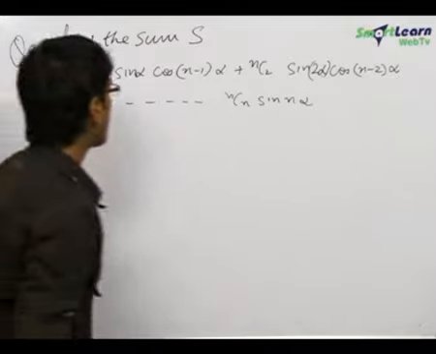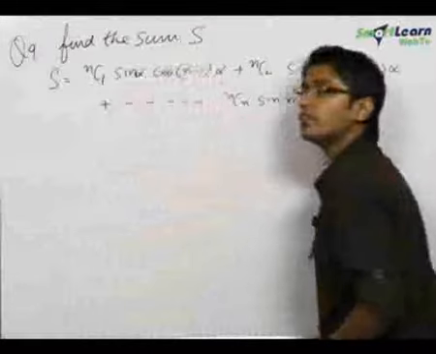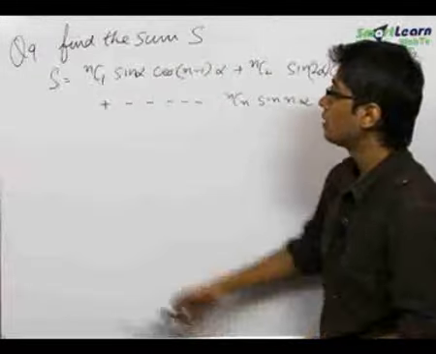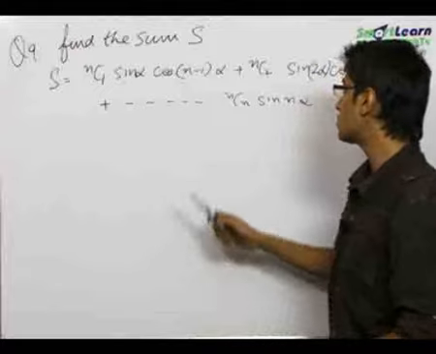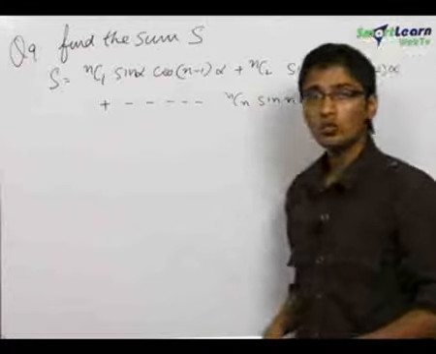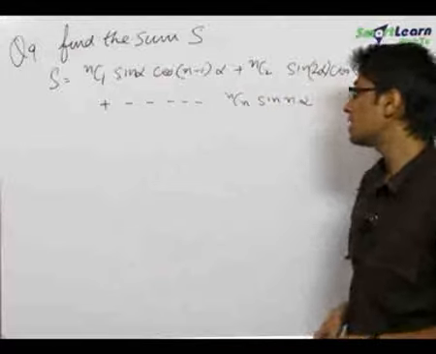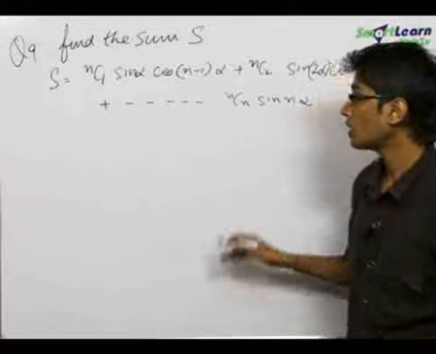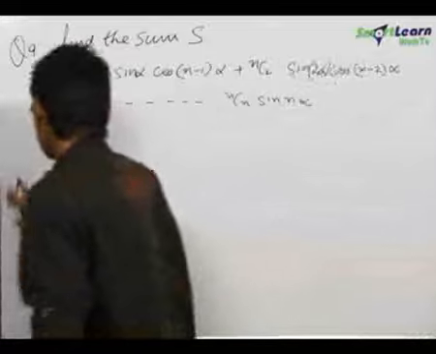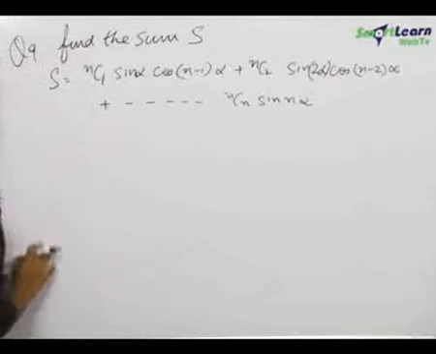The next problem which we have is a very interesting and a very important problem. We are required to find the sum S, which is given by nC1 sin alpha cos of (n minus 1) alpha plus nC2 sin 2 alpha cos of (n minus 2) alpha going up till nCn sin n alpha. We are required to find the sum using the binomial approach.